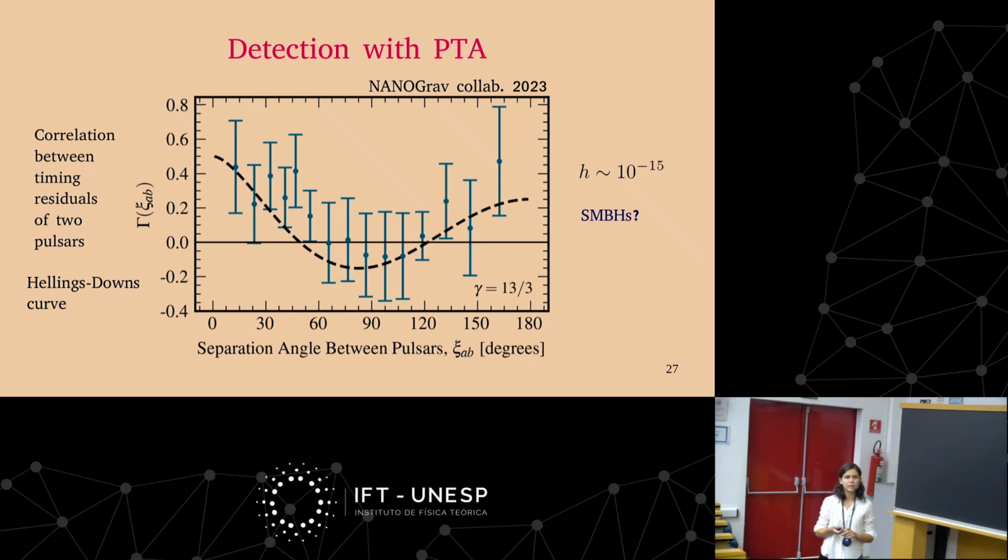But there is a Bayesian evidence also to believe that this is a stochastic background. For instance, they compared whether this could be generated by just Gaussian noise in the measurements of the periods of the pulsars. With respect to this, the Bayes factor is like 10 to the 14, which is very high. So they did several tests that indicate that this is a stochastic background of gravitational waves.